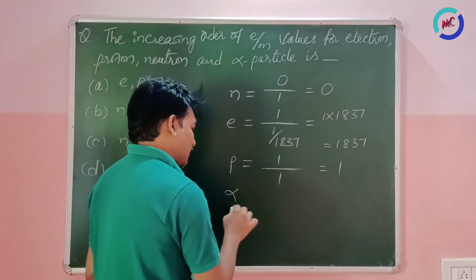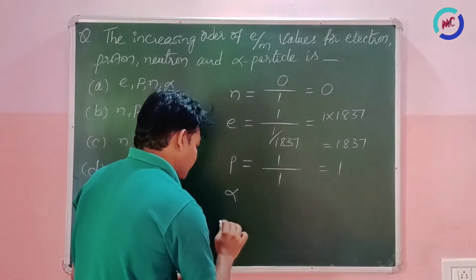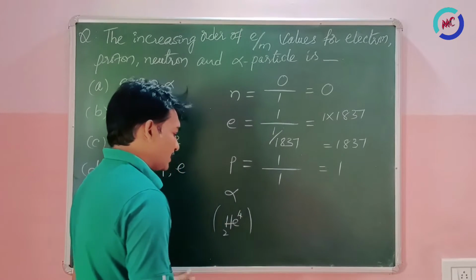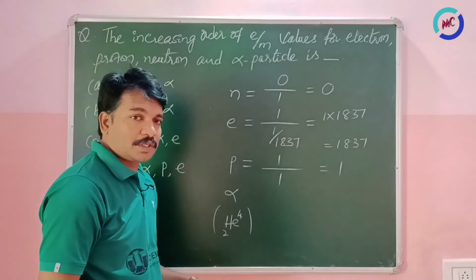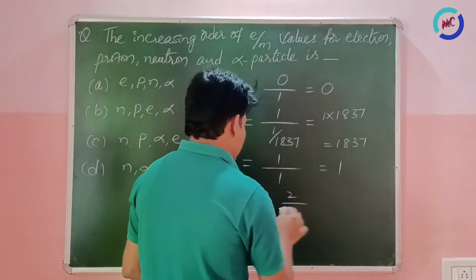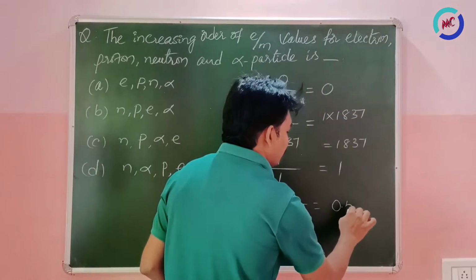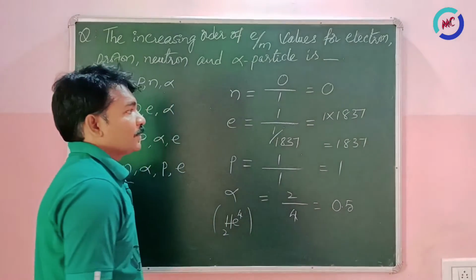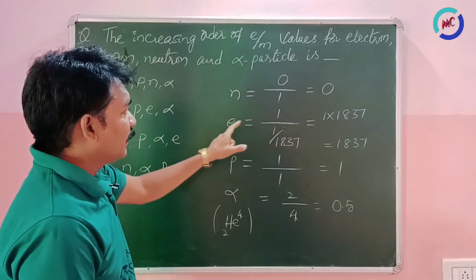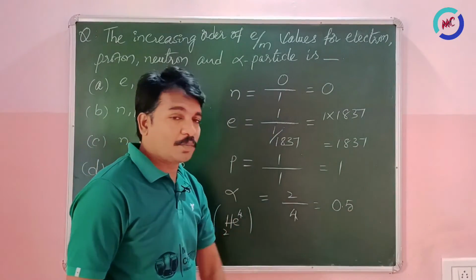If you consider the alpha particle, what is an alpha particle? Alpha particle is nothing but a helium-2 particle. This is the alpha particle, and see here it has two protons in it. That's why its charge is 2 and its mass is 4. 2 by 4 is equal to 0.5. Once you check, the E by M values are: neutron is 0, electron 1837, proton 1 and alpha 0.5.